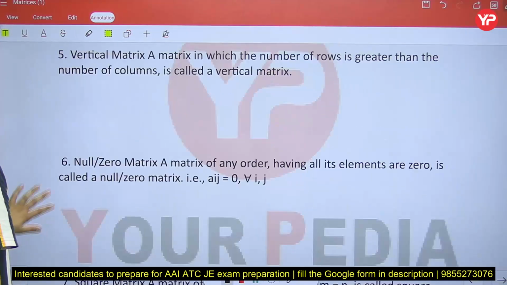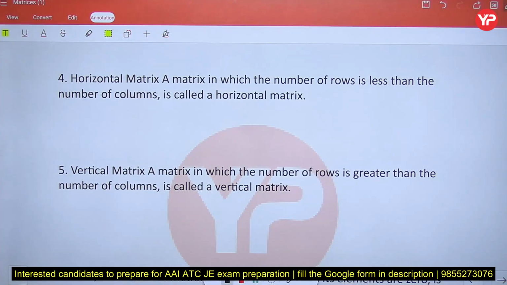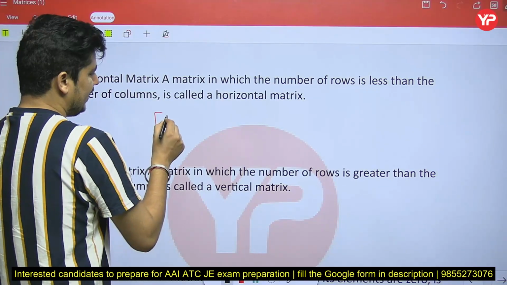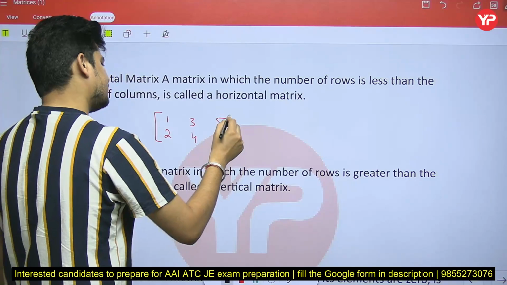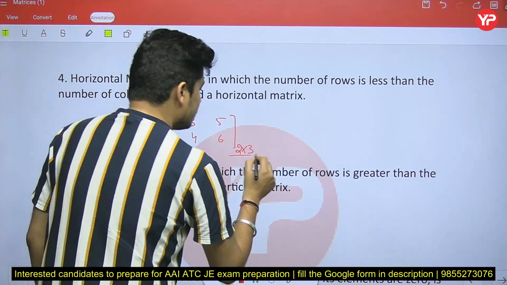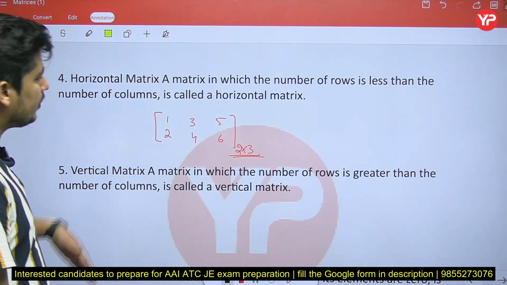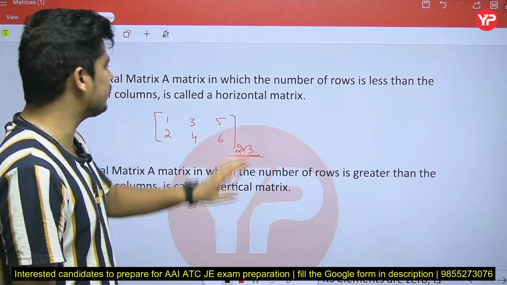Next one is horizontal matrix, right? Horizontal matrix means a matrix in which the number of rows are less than the number of columns. Let's take 1, 2, 3, 4, 5, 6. So inside this one we have 2 rows and 3 columns. So this matrix is generally called a horizontal matrix. Horizontal matrix means which is in the form of horizontal form, right?